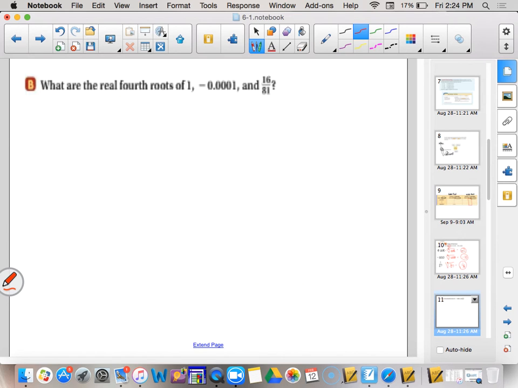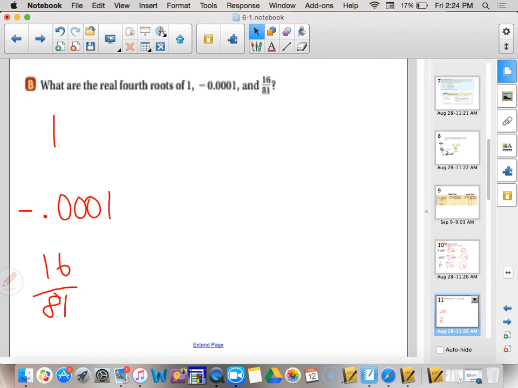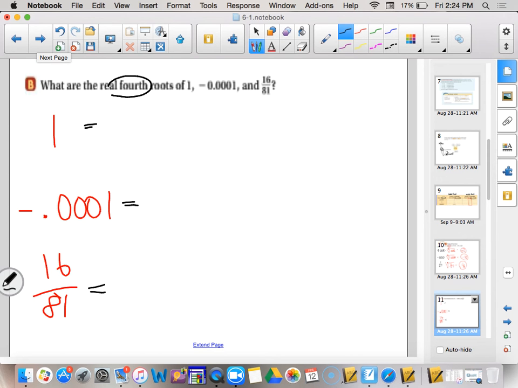Okay, so let's look at the fourth roots. So I want the fourth root of 1, the fourth root of negative 0.0001, and the fourth root of 16 over 81. So if I'm looking for the fourth root, they're going to be written like this.